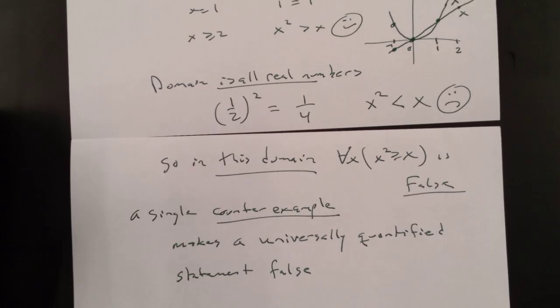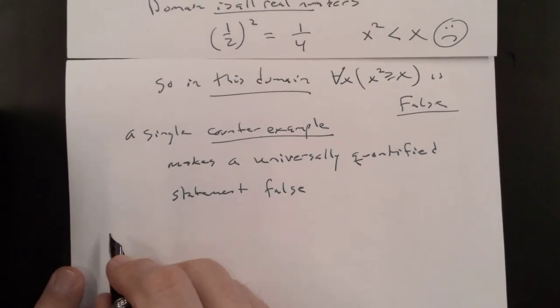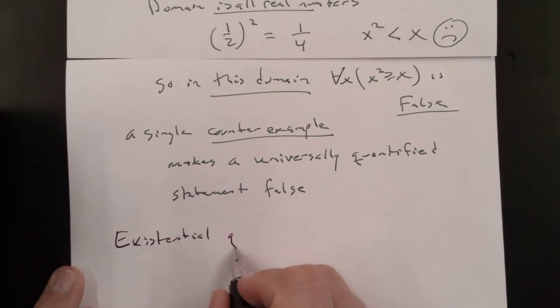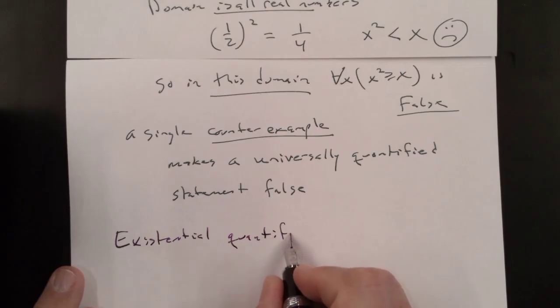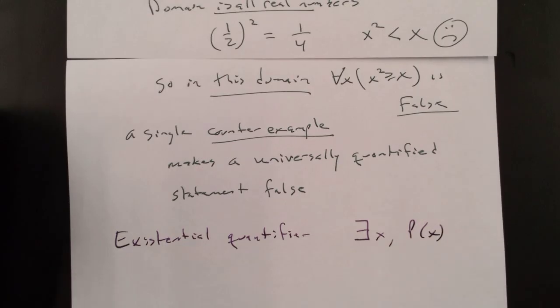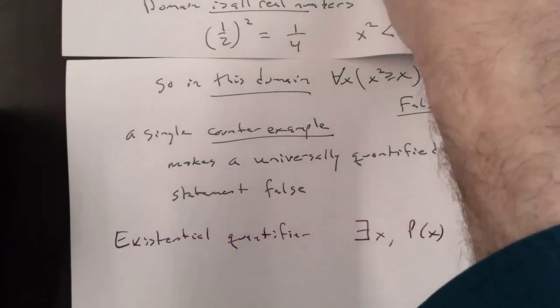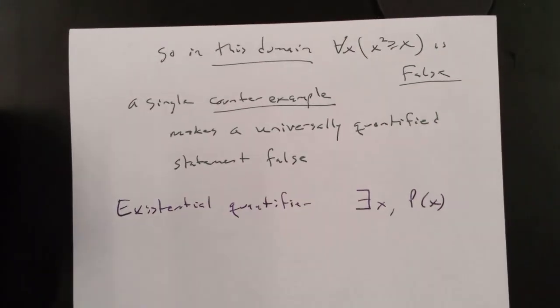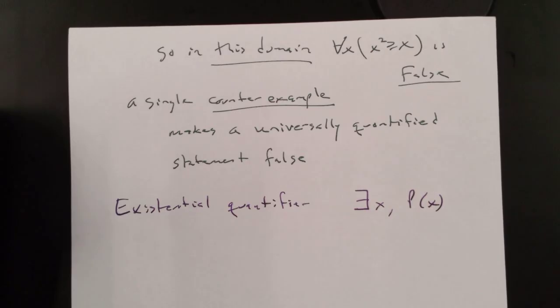I did say there were two quantifiers that I like to use a lot. The other one is called the existential quantifier. The symbol for the existential quantifier is a backwards capital E. The universal was an upside down capital A for all. This is a backwards E for exists. Existential, right?